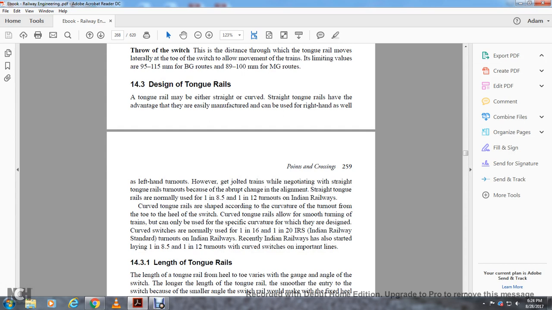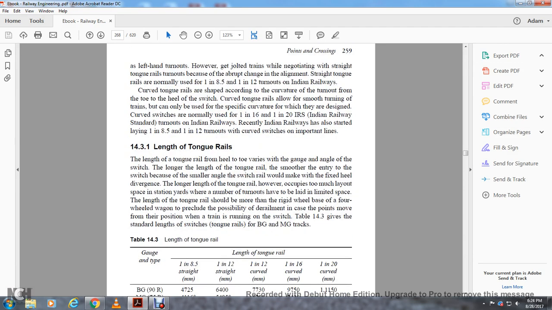Curved tongue rails shall be in accordance with the curvature of the turnout through the toe to the heel of the switch. Curved tongue rails allow smoothing of the turn of the train, but can only be used with the specific curvature for which they are designed. Curved switches are normally from 1 in 16 to 1 in 20 in Indian Railways standard turnouts. Recently, Indian Railways has also started laying 1 in 8.5 and 1 in 12 turnouts with curved switches in important lines.